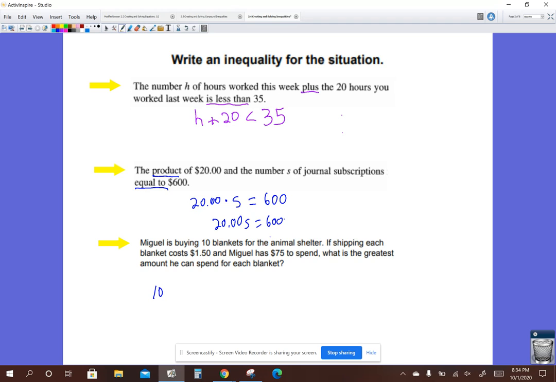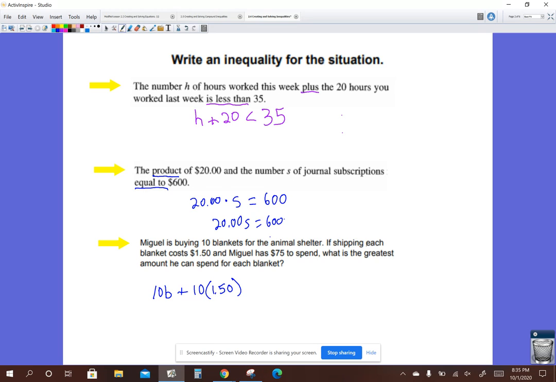If shipping each blanket costs 150, Miguel has 75 to spend. All right, so I know he has to multiply the amount of blankets by how many he's paying for. So I'm going to do maybe 10B, so 10 times the cost of the blanket plus shipping. So I know out of those 10 blankets, there's a charge of 150 per blanket.